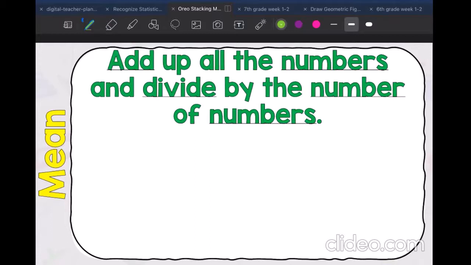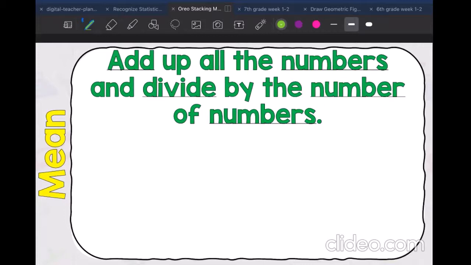So we should be copying this down in our notes. Where are our notes? So on the other side of our page. Mean is when we add up all of our numbers and divide by the number that we added together.